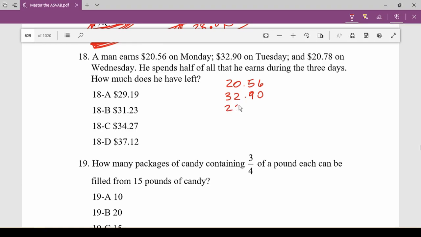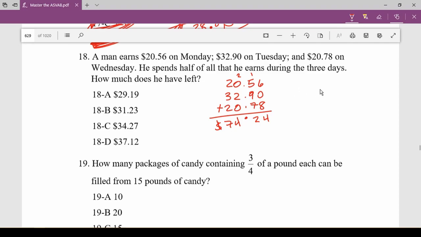So we're going to add all those up and divide by 2. Again, decimal is going to stay in the same place. 8 plus 0 plus 6 is 14. Carry the 1. 5 plus 7 is 16. Plus 1 is 17. Plus 5 is 17, 18, 19, 20, 21, 22. Carry the 2. 2 plus 2 is 4. And 3 plus 2 is 5. Plus 2 is 7. So over the course of the 3 days, he earns 74.24.